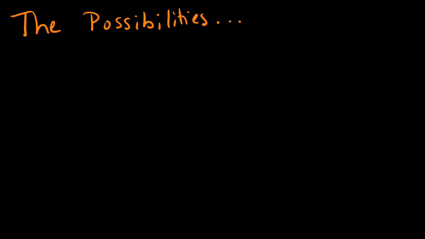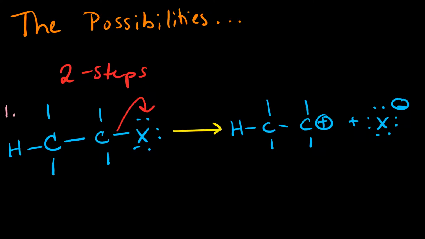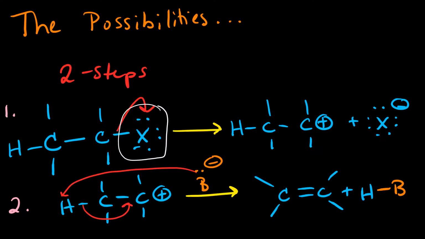Let's take a look at the possible ways that this reaction could run. We're only going to really investigate 2 possibilities here. There are others that are possible, but it's beyond the scope of this course to take a look at those. One of the reactions that we will look at is a 2-step process. This would be where the leaving group comes off in the first step. And then in a second step, the base removes the beta proton and yields the alkene product.